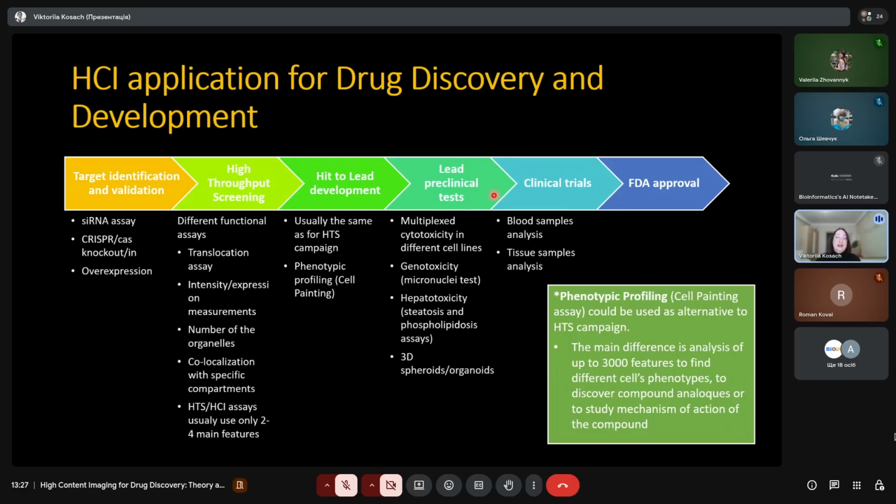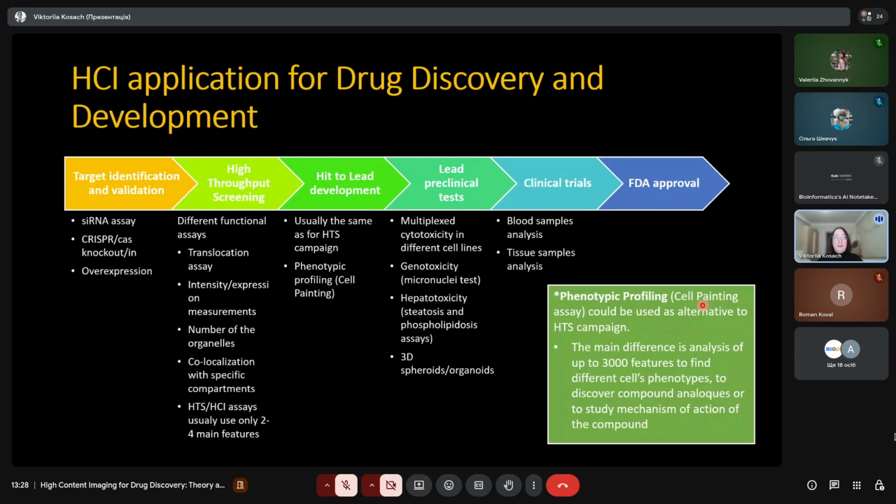And actually, the next stage is already clinical trials in patients, and here the use of high content is very limited. However, still it could be used, for example, for blood samples or tissue samples analysis in patients. A bit separately, in parallel to high-throughput screening, we can use so-called phenotypic profiling or cell painting assay.